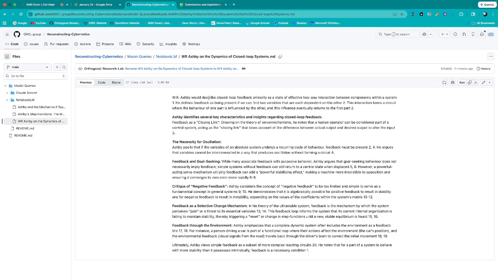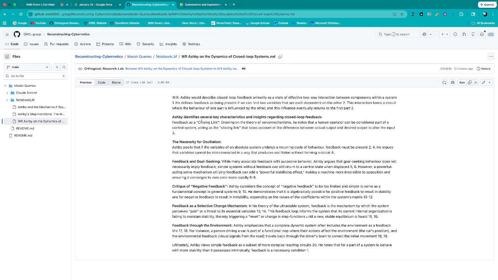So W.R. Ashby would describe closed-loop feedback primarily as a state of effective two-way interaction between components within a system. He defines feedback as being present if we can find two variables that are dependent on the other. This interaction forms a circuit where the behavior of one part is influenced by the other, and this influence eventually returns to the first part.